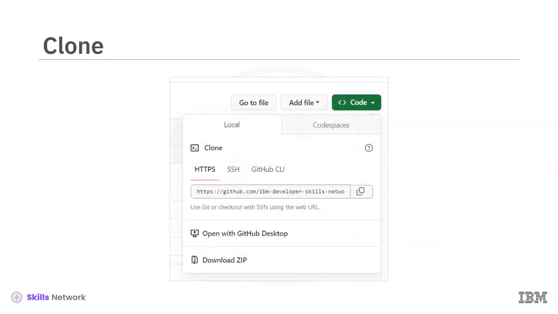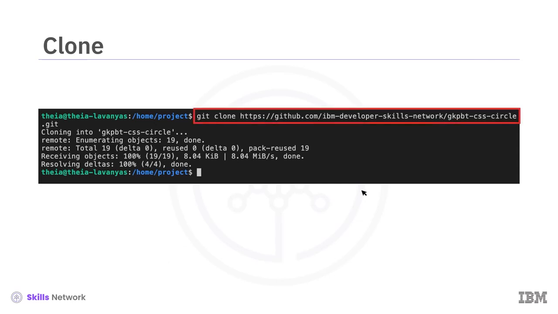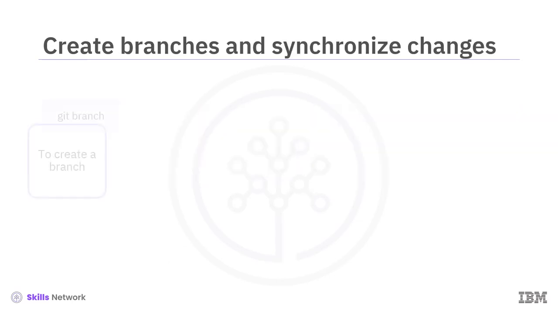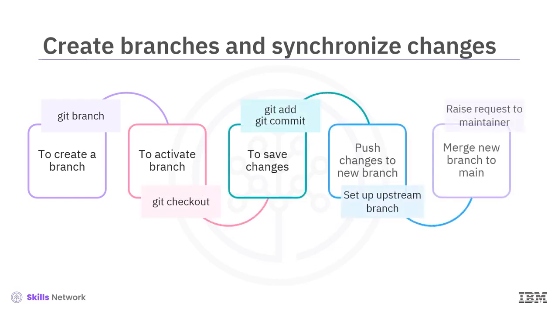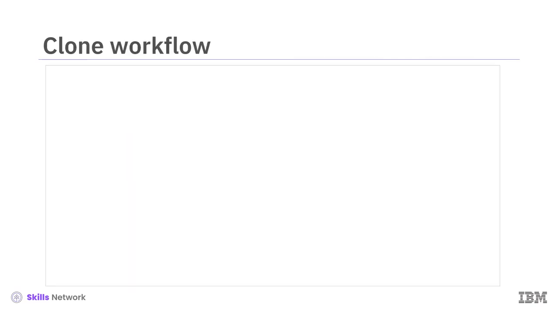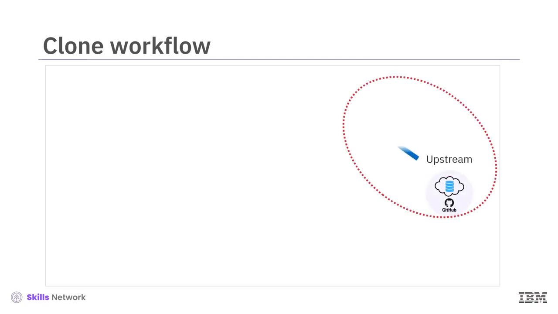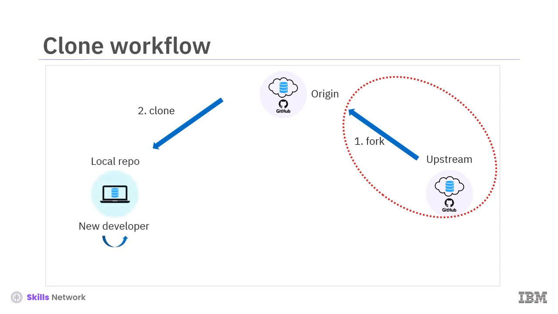GitHub also gives you the ability to copy the HTTPS URL and then execute the git clone URL command from your local machine. After cloning, you can follow the same process of updating your codebase and merging with the main branch. Let us quickly look at the entire clone workflow. Cloning comes into the picture once you have forked your repo and it has now become the origin. You then use the origin to create an identical copy of the remote repo using the git clone command that the developer can use on their computer.